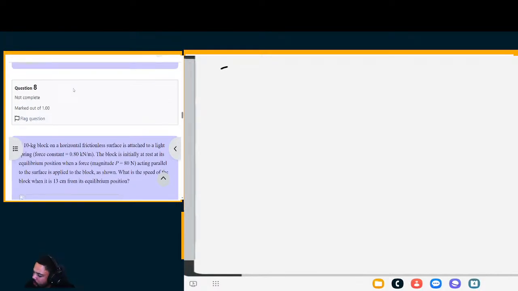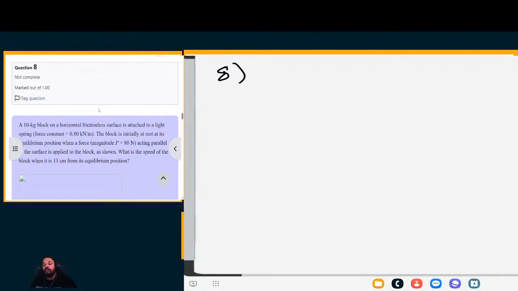Okay. Question number 8. We have a 10 kilogram block that is sitting on a horizontal surface. Okay, so a 10 kilogram block is sitting on a horizontal surface, and this horizontal surface is frictionless. And this block is attached to a light spring.